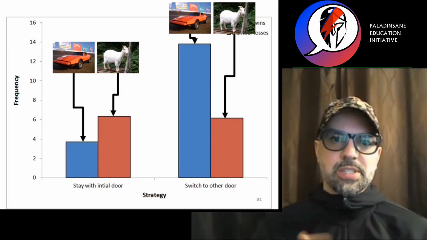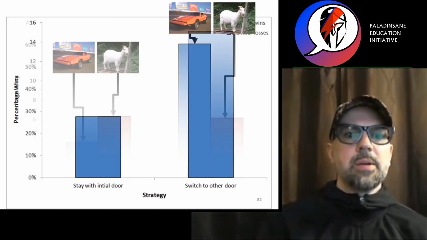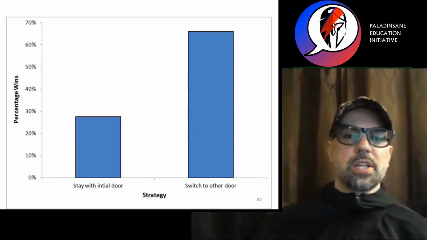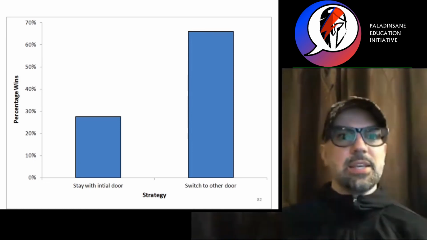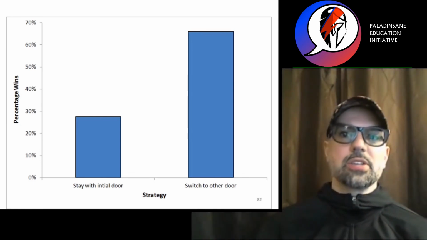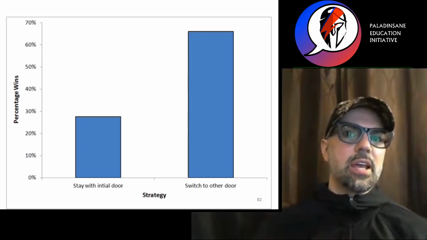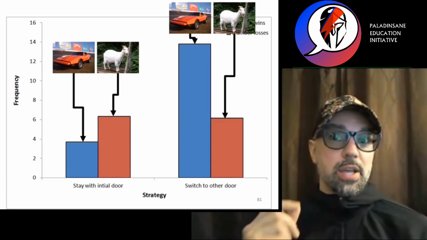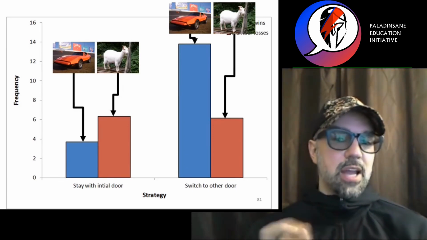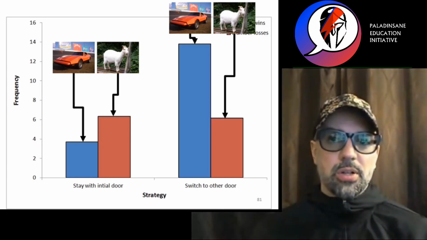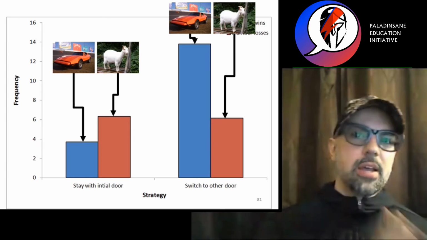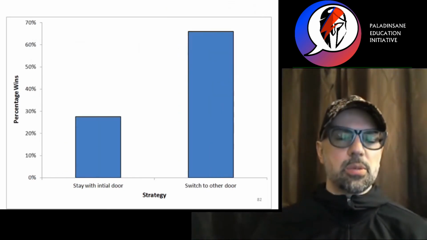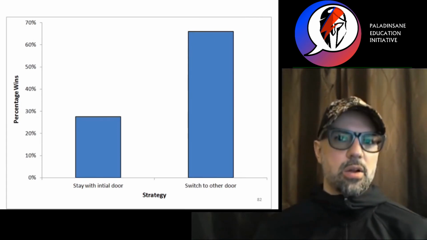And if we take a look at the percentage of these wins, you can see that staying with the initial door gives you about a 30% chance of winning, whereas switching to the other door gives you a 60-something percent chance of winning. So switching to the other door is definitely the right move. It's been shown in this CogLab where you are more successful when you switch. So it does make a difference. It's not an equal probability that you will win if you switch or if you stay. Switching actually is the better alternative. Switching will lead to more wins if you play in the long run.